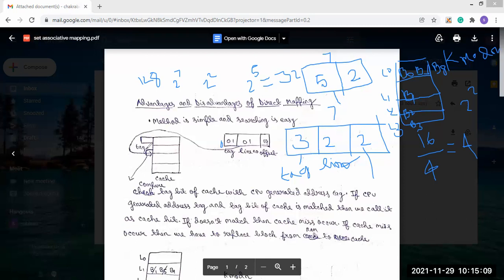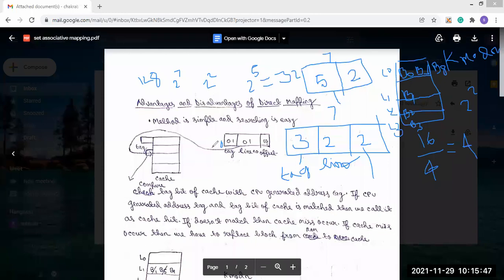So this method, if you see, is very simple, and searching is easy, because if 2 tag bits are compared and they are matched, then we can say the block is present in the cache, and a cache hit occurred. But if the two tag bits are not matched, then at that moment the block is not present, so we have to transfer that block from RAM to the cache. That's why the method is simple and the searching is easy. Okay, is it clear till now?